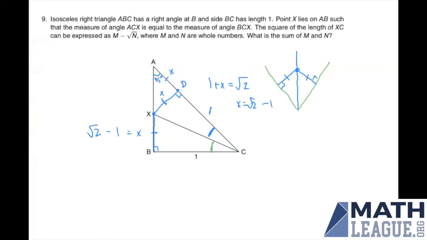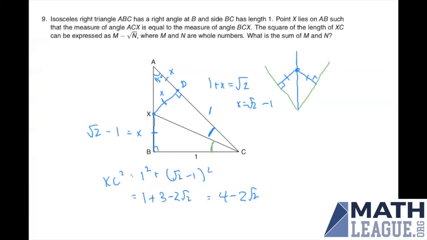And so now this is just very simple at this point. You can use the Pythagorean theorem. XC squared is equal to 1 squared plus root 2 minus 1 squared. And now from here, it's just algebra. That's 1 plus 3 minus 2 root 2, which is equal to 4 minus 2 root 2. And now we found basically the side length XC. If we wanted to, we could square root both sides and get the side length of XC.